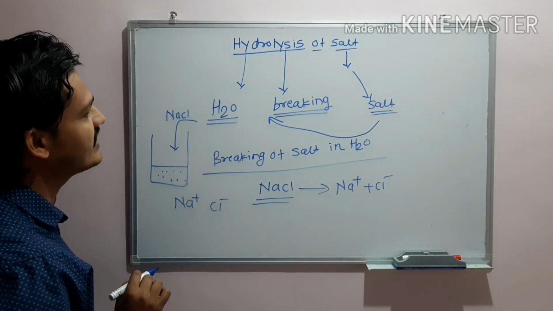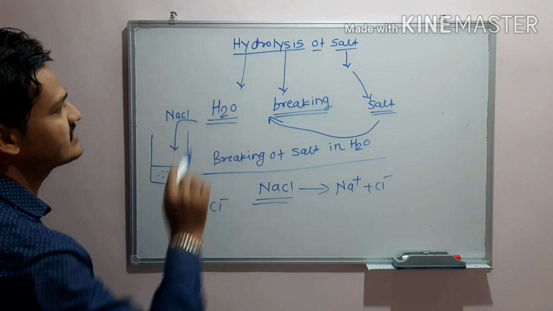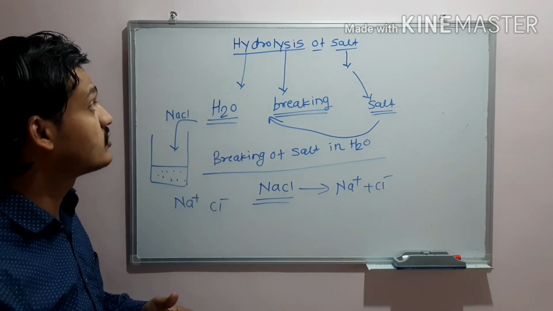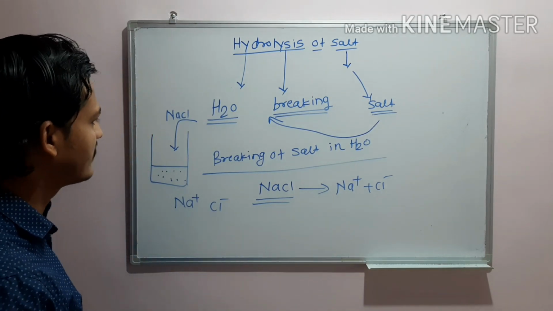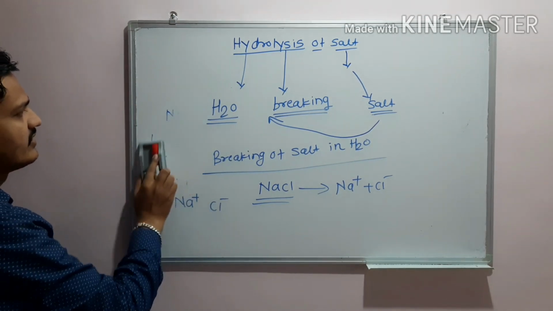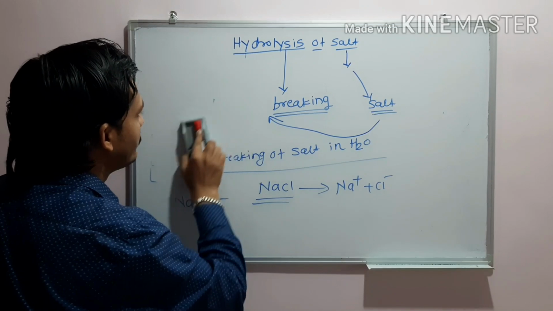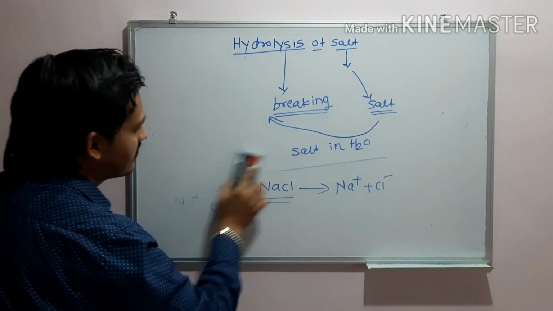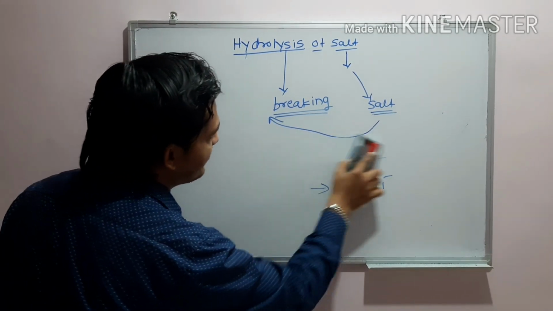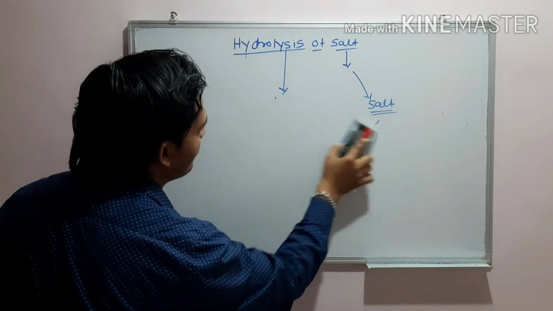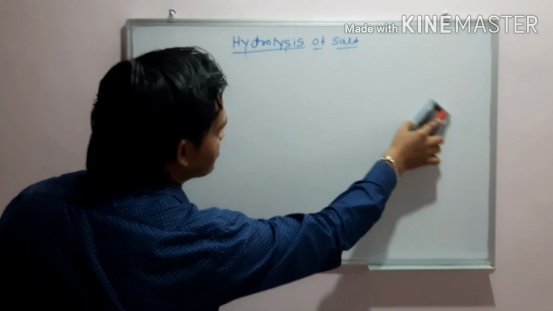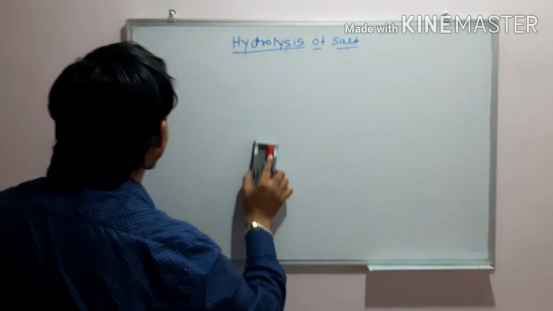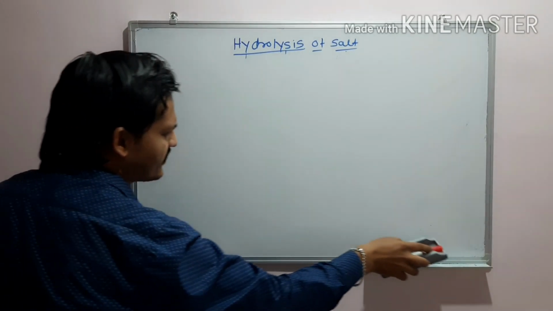So breaking of salt in water is called hydrolysis of salt. Breaking of salt in water is called hydrolysis of salt. It is a general definition. Now we want to see the correct and proper definition regarding hydrolysis of salt. The basic term is also correct. It is used for solving the various hydrolysis in different salts.